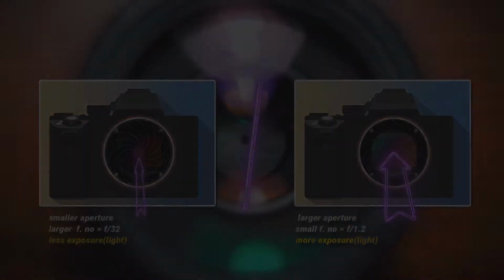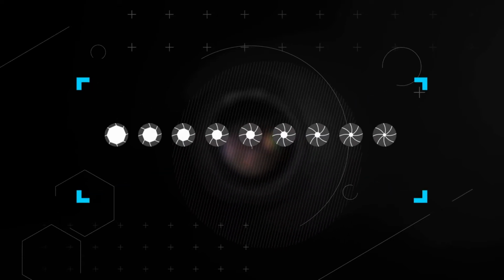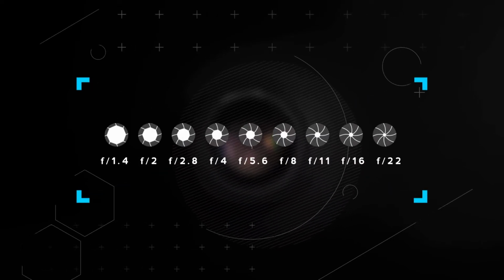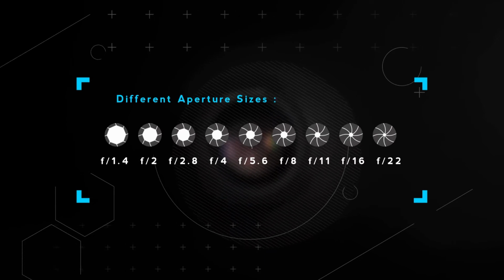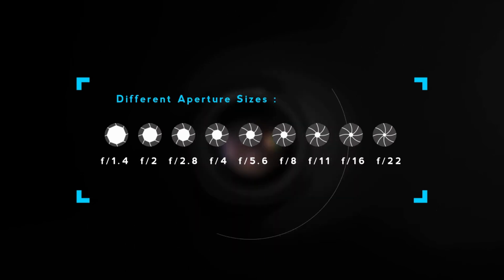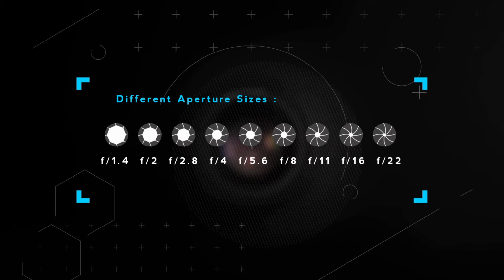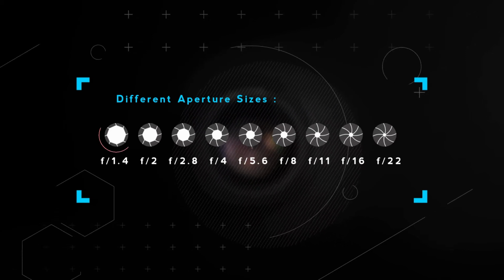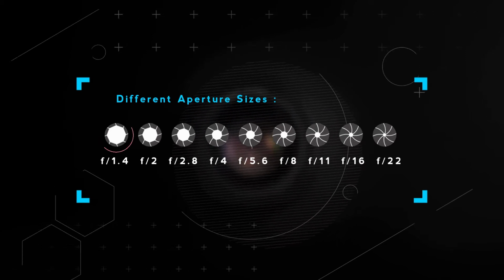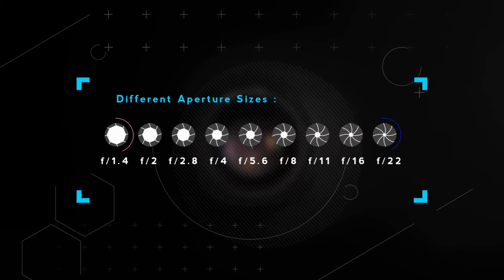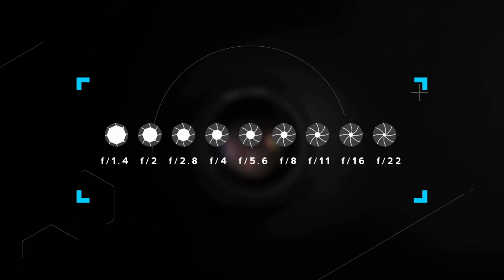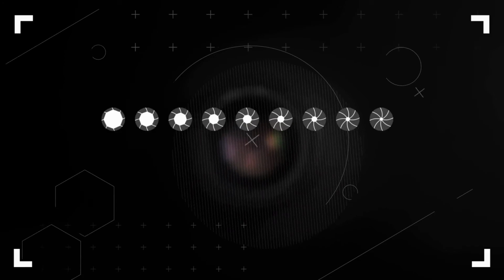But wait! What is f number? Well, in photography, aperture is expressed in f numbers, or f-stops. These numbers tell us about the size of the aperture. This simply means that the size of the aperture opening at f1.4 is greater than the size of the aperture at f22. This is quite tricky to understand, so here's a quick tip.